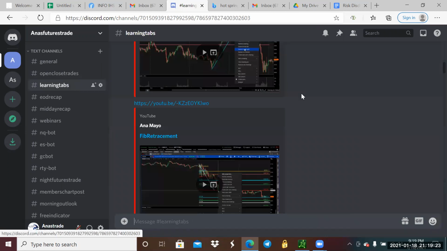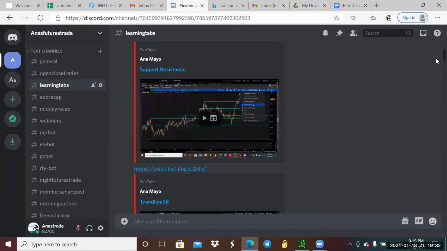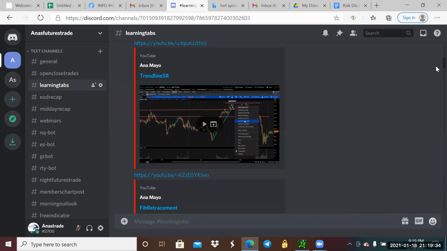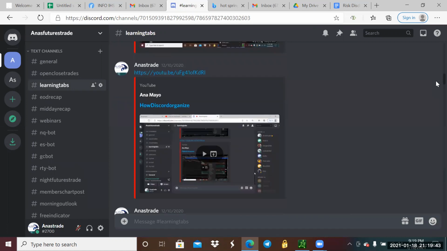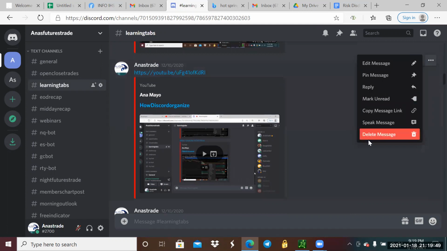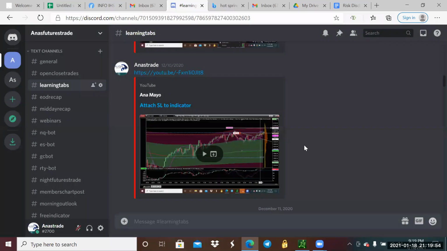The learning tab is where you find all the strategies that have been gathered, like the support resistance trade, okay, the trend line, the Fibonacci retracement. I am exactly teaching you how to form it, how Discord is organized. So I just need to erase that because this is going to be Discord organized. So you don't need that.